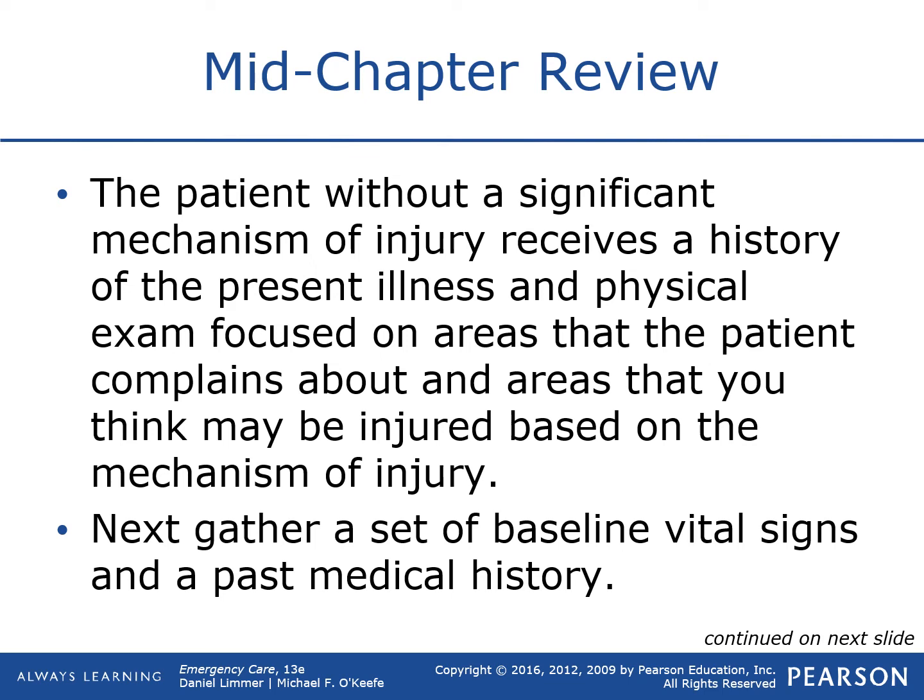So going into some more mid-chapter review, we'll cover some trauma stuff. The patient without a significant mechanism of injury receives a history of the present illness and physical exam focused on areas that the patient complains about and areas that you think may be injured based off of the mechanism of injury. After that, you want to gather a baseline set of vital signs and a past medical history using your SAMPLE mnemonic.